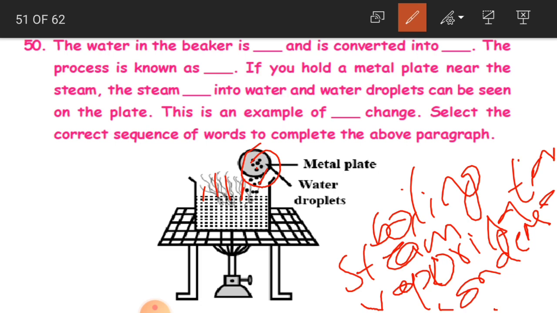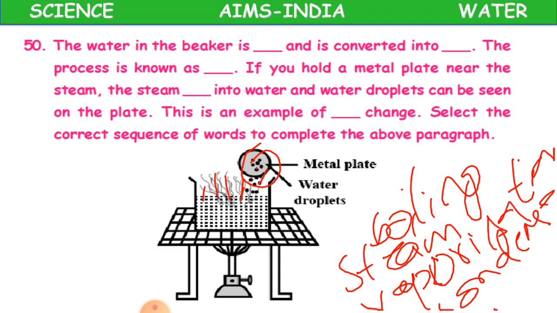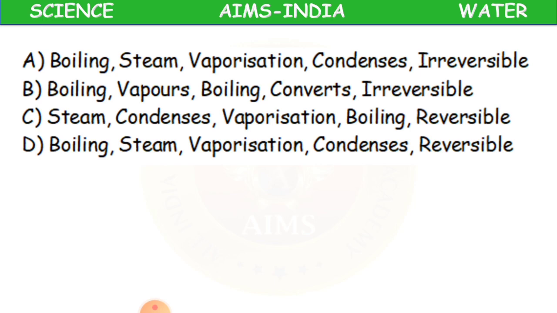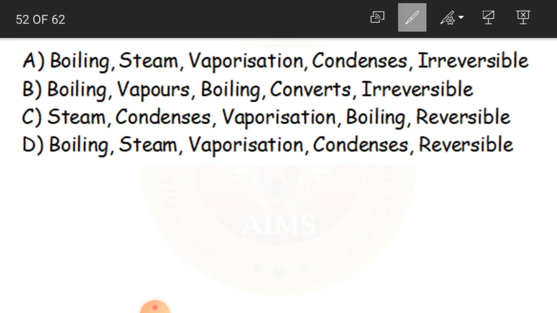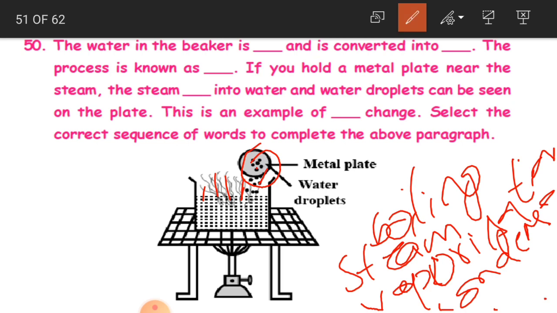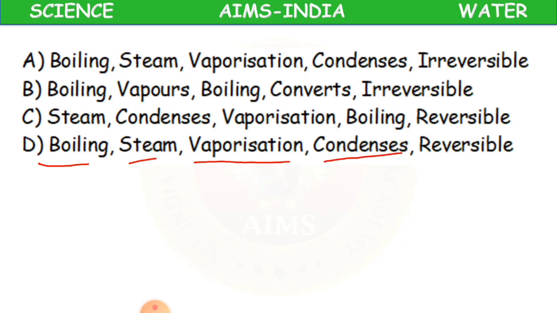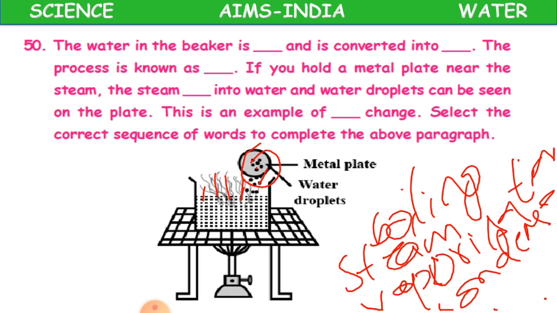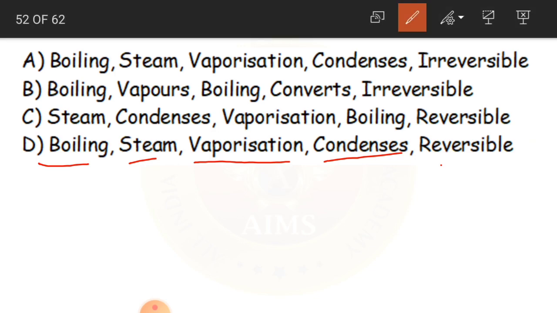Okay, children. So the correct sequence of words to complete the above paragraph, we have to find these options in our answers. First it is boiling, then steam, third vaporization, fourth condenses, and the fifth one, this is an example of reversible change. The last one is reversible change. Clear? So this is the answer.